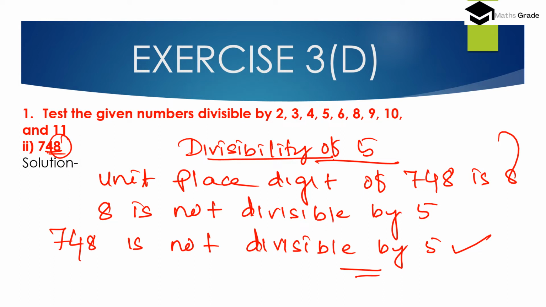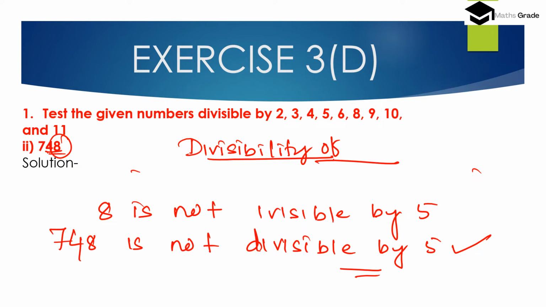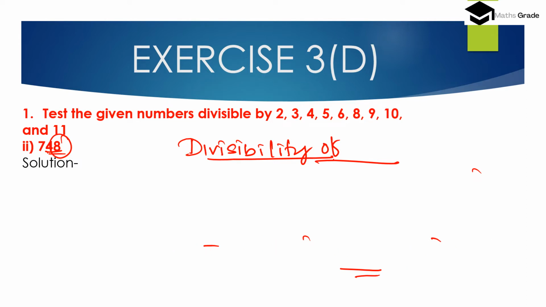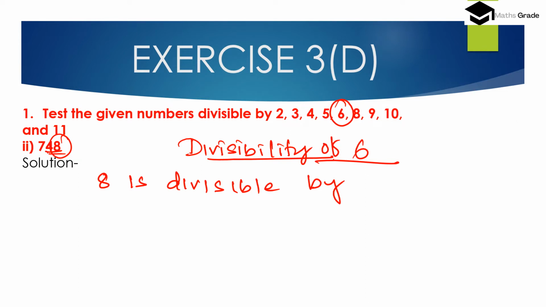Now we will check whether the number 748 is divisible by 6 or not. Divisibility of 6. We know any number is divisible by 6 if the number is divisible by both 2 and 3. Here the number 748 is divisible by 2 because the unit place digit 8 is divisible by 2. So 748 is divisible by 2.